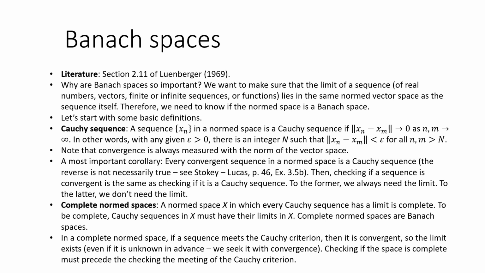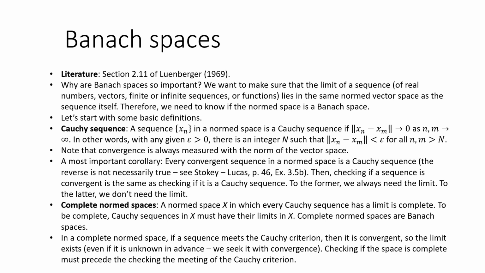Okay, complete normed space is the other definition for the day. A normed space, any normed space, is complete if and only if every Cauchy sequence in the space has its limit in the same space. So to be complete, a normed space must be such that any Cauchy sequence in the space has its limit in the same space. And a complete normed space is a Banach space. So theoretically, this is all there is to Banach spaces.